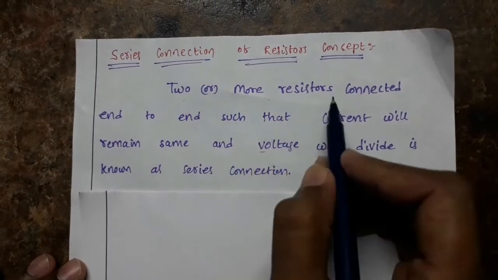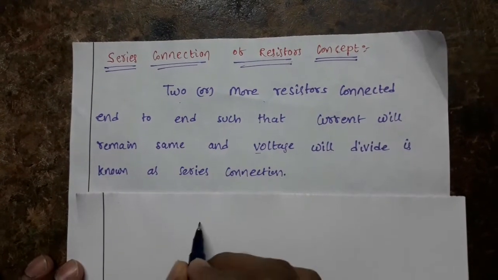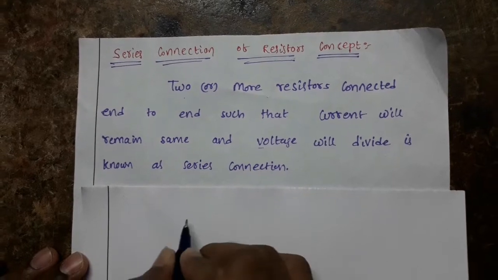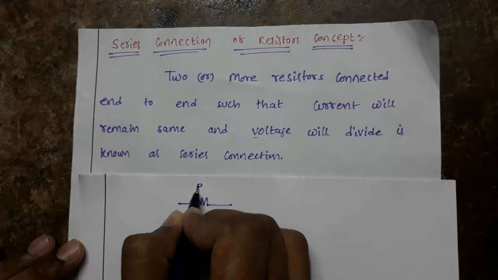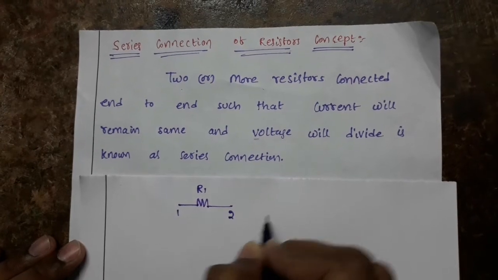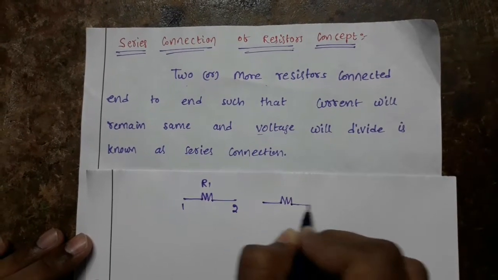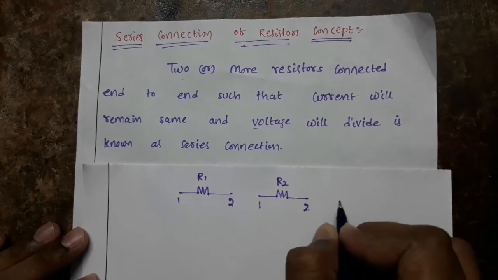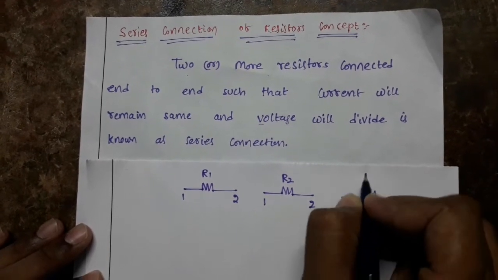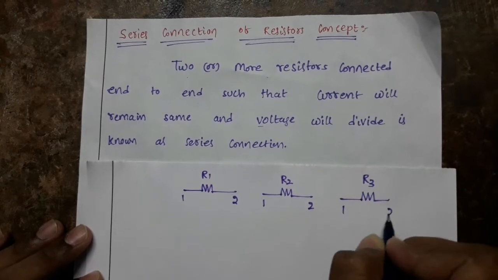Friends, two or more resistors connected end to end represents a series connection. For example, I am taking three resistors. This is resistor 1, R1, with terminal 1 and terminal 2. This is R2 resistance, terminal 1 and terminal 2. This is R3 resistance with terminal 1 and terminal 2.